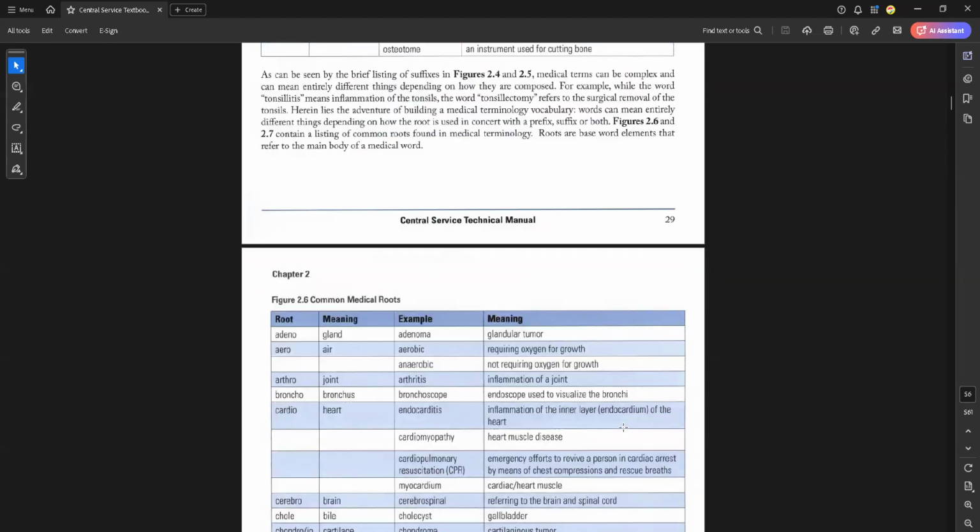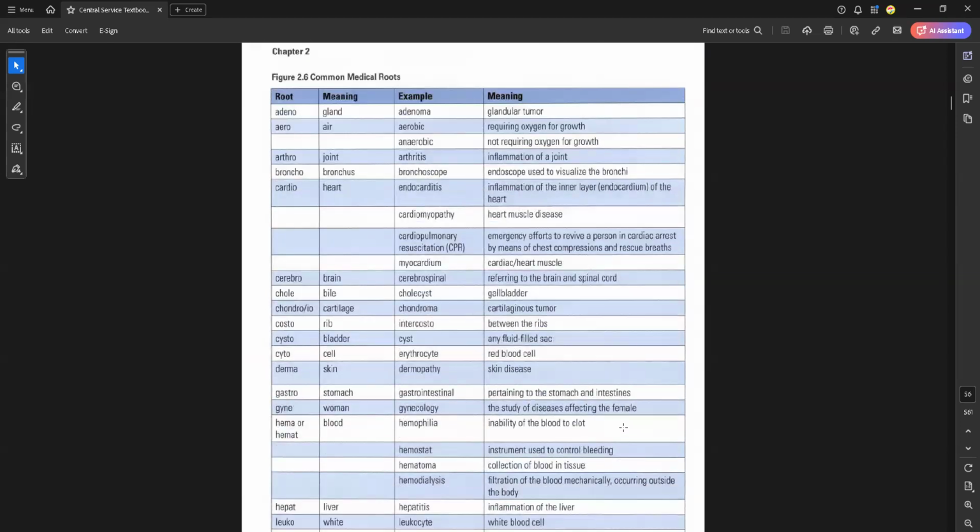Okay. Common medical roots. Yes, right there. Common medical roots. So here also you can see cardio. Well, let me begin from the top: adeno, aero, atrio, broncho, cardio. We have tons of them.